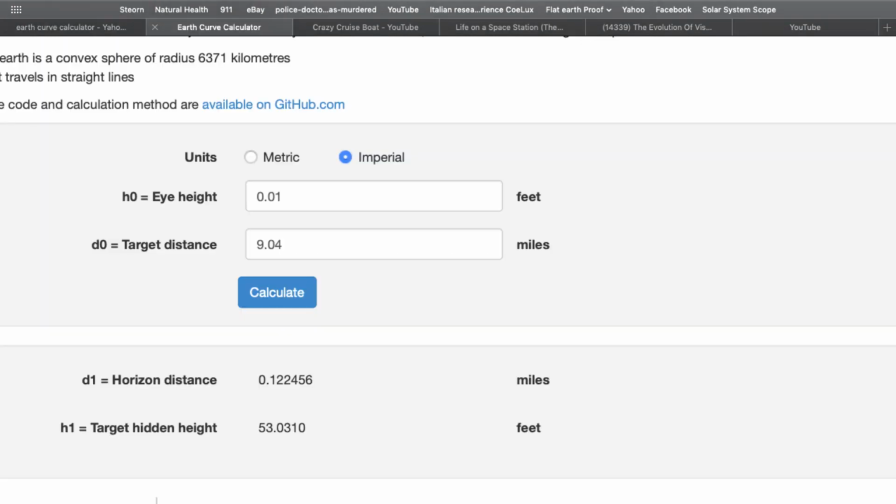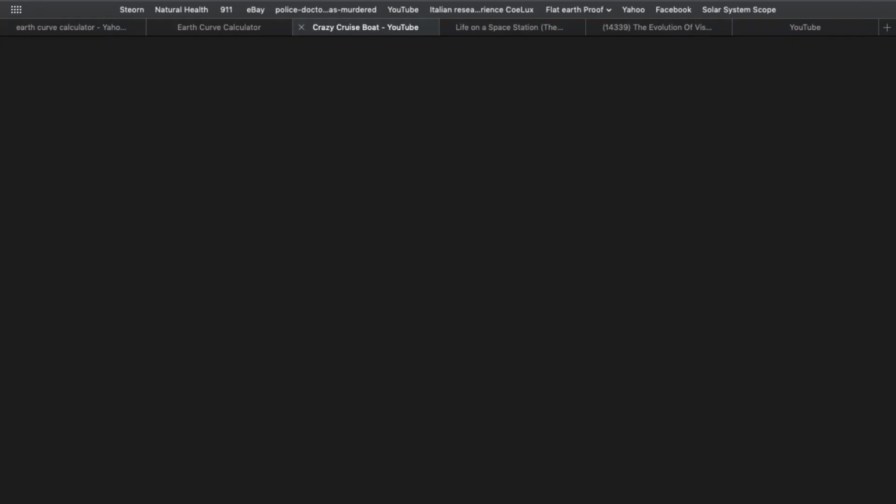So, according to the Earth curve calculator, from the very base of those pillars to the camera, there's curvature, the hidden height to the camera, which means how high the camera would have to be from sea level in order to catch the very first glimpse above the horizon of the base of those pillars. It would have to be 53 feet up. It isn't. It's 0.6 feet. Okay, now we move on to this.